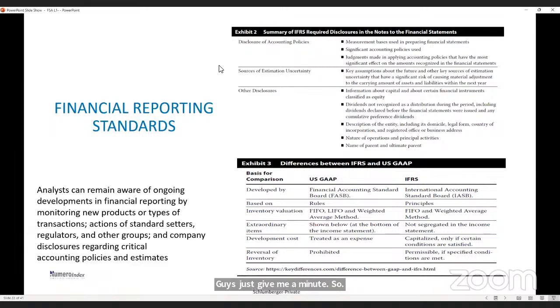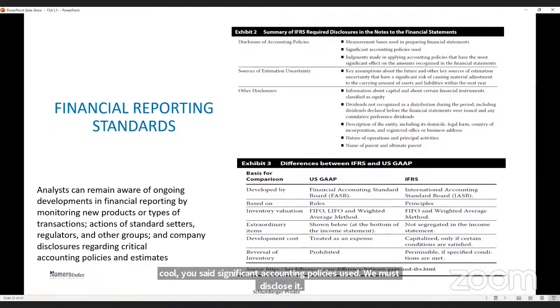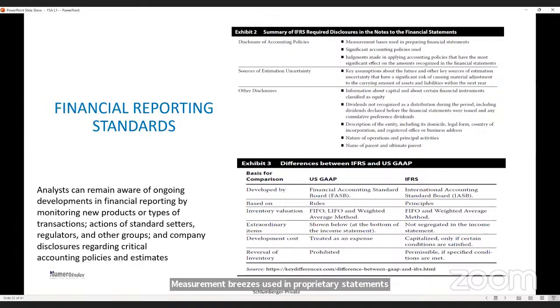Let's go. Significant accounting policies used, we must disclose them. Measurement basis used in preparing the financial statements. Judgments that you have made in applying the accounting policies. Now, the sources of estimation uncertainty. What are the key assumptions about the future? These are your disclosures, right? Now, the difference between IFRS and US GAAP.